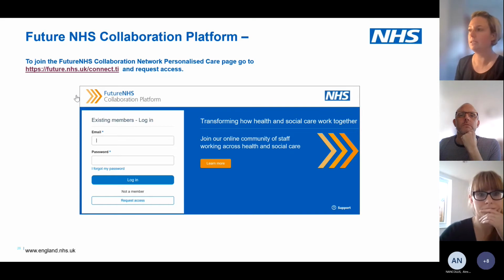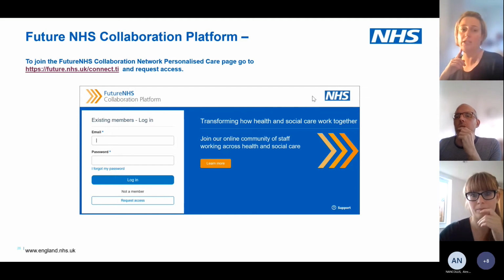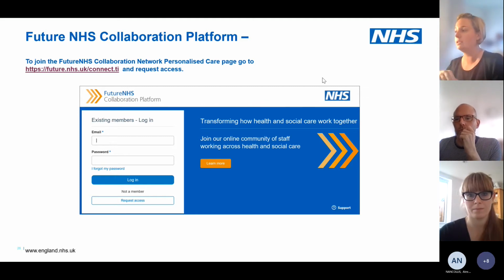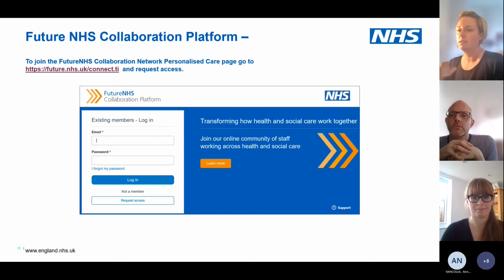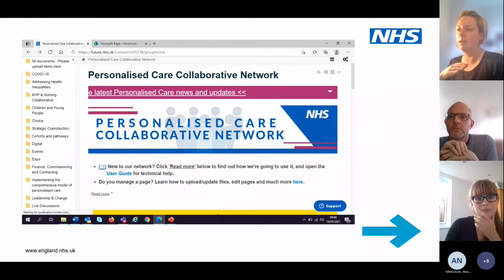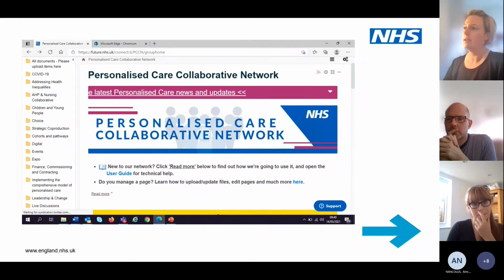So to join, please go to future.nhs.uk, and I've put the link on the slide for when they're circulated as well. But if you would like to have access to the collaborative network but don't have a .gov.uk or nhs.net email address, please let us know in the chat box and we'll see what we can do to get you access. So just so that you're familiar with how it works, this is the first page you'll get to once you've got access.